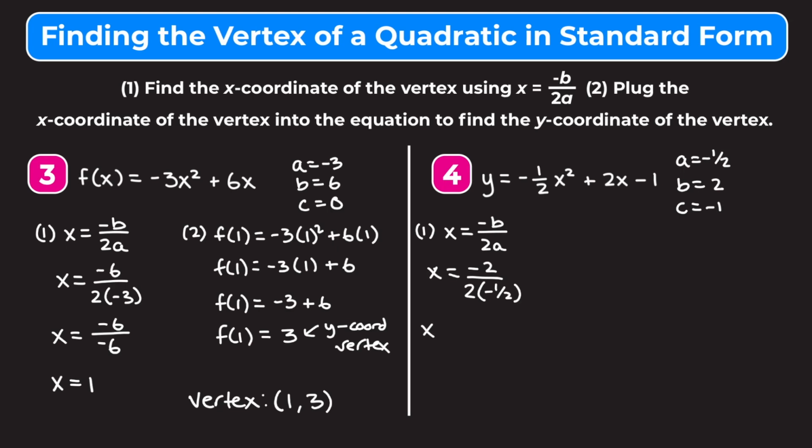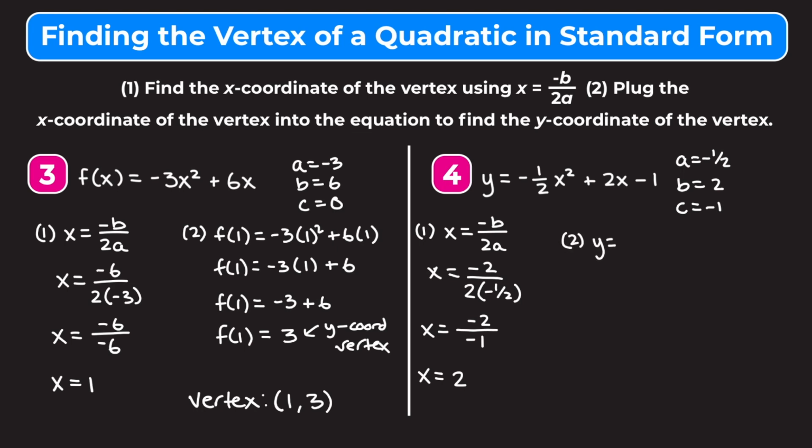And now we're going to simplify. So we have negative 2 on the top. 2 times negative 1/2 is negative 1. And negative 2 over negative 1 is positive 2. So we get that the x-coordinate of our vertex is positive 2. And now we're going to plug that back into our equation to find the y-coordinate.